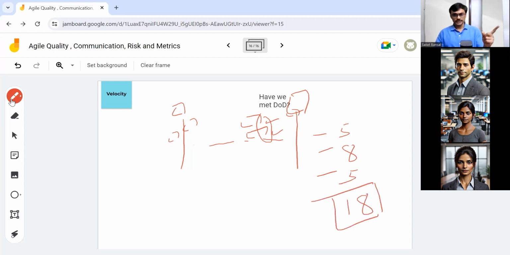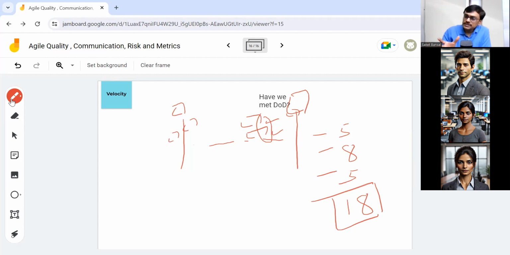Finished means as per DOD. Without DOD, no finishing, otherwise it is a guessing game. For a PMP exam, you may get a question: one story was 50% complete. You don't take any credit for 50% complete. Only stories which are marked done get counted in velocity.